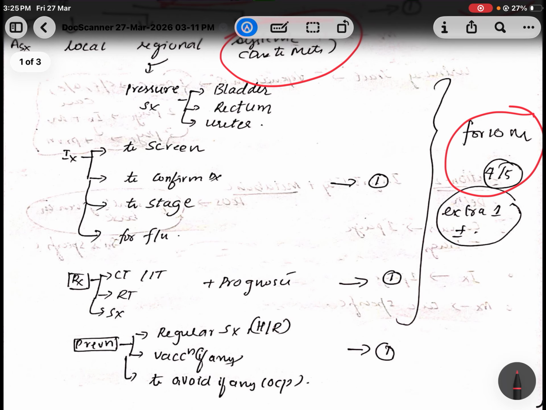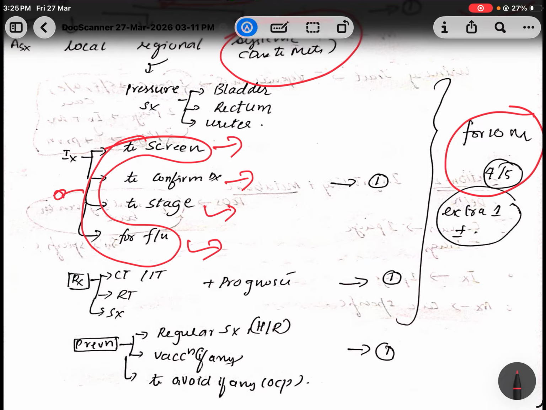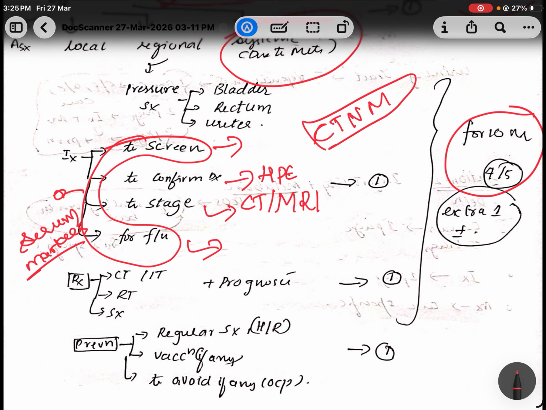When it comes to investigations, please classify and write: to screen the disease, to confirm the diagnosis, to stage the disease and for follow-up. To screen and to follow up are almost always the same thing, that is your serum markers, but here you have to write how frequently they have to come for follow-up. To confirm the diagnosis, the gold standard is histopathological examination. To stage the disease, we can go with CT or MRI, but you also know there is something called clinical TNM staging which you can do. But to operate, you need to know about this.